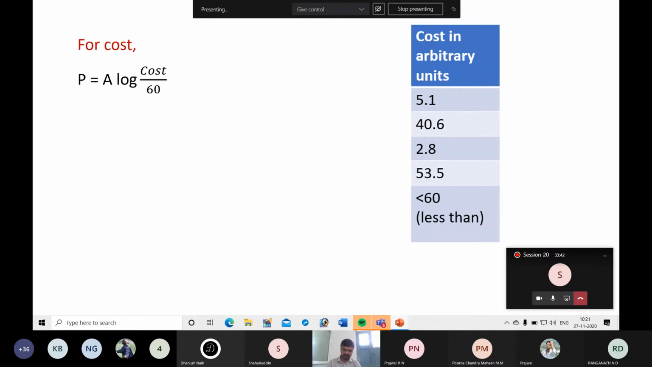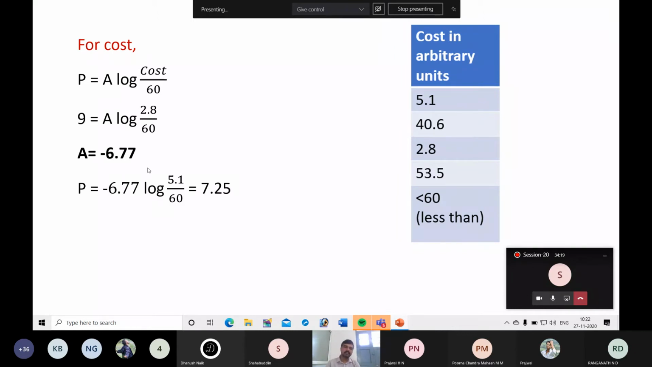For cost, equation is P is equal to A log actual value. So here we are considering values of cost. Minimum acceptable value is 60 here. Next we will consider least cost, that is 2.8, and we will assign 9 for 2.8. Then we can find out constant A. You will get A value as minus 6.77. This is the constant for all cost dimension. For remaining we make use of this value.